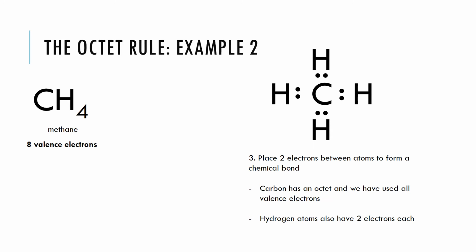Carbon has a complete octet, and you'll note then that we've used all 8 of those valence electrons, but because we're dealing with hydrogen, hydrogen is happy because it only needs 2, and each hydrogen atom there, by sharing through that chemical bond, has 2 valence electrons.